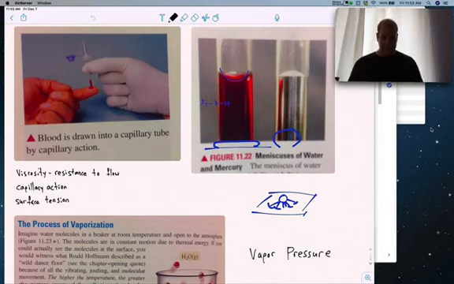Hello, in the last lecture we talked a bit about intermolecular forces, and now we're going to talk about the consequences of intermolecular forces. So here are the consequences. Viscosity, which means resistance to flow, capillary action, and surface tension. So let's start with viscosity.